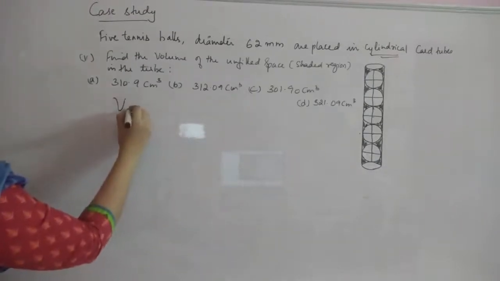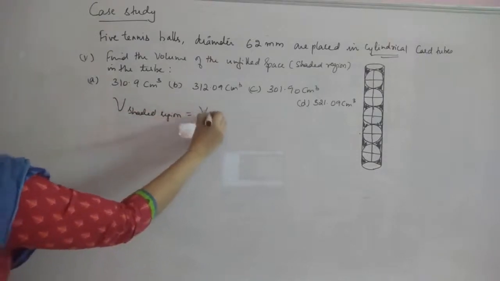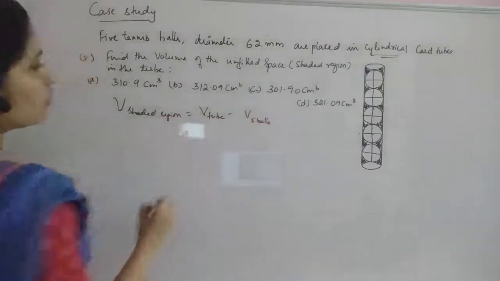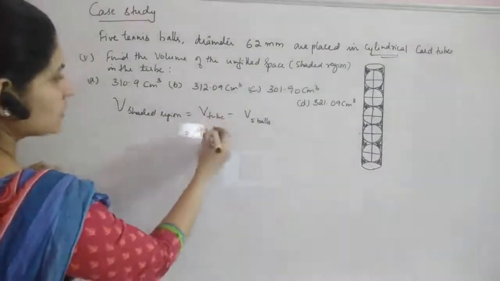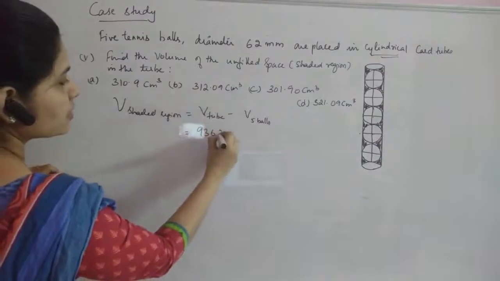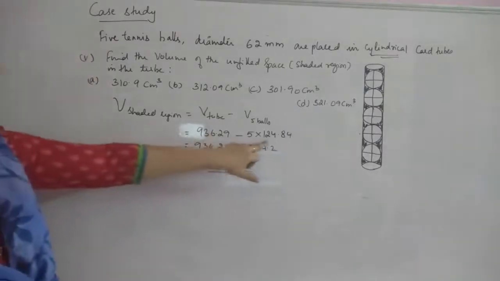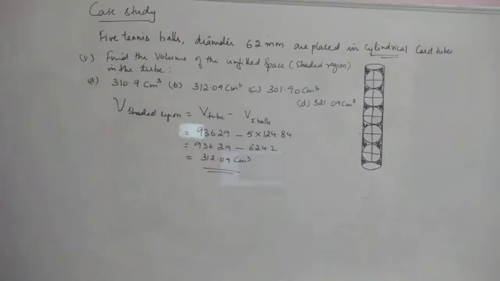Volume of the unfilled space or volume of the shaded region will be equal to volume of the tube minus volume of the 5 balls. Volume of the tube, how much you got? It is 936.29 in centimeter cube, right? 936.29 minus volume of 5 balls. You will get 5 into the volume of 1 ball, subtracting, you will get this answer. So this much is your 5 subdivisions of the question, first case study.